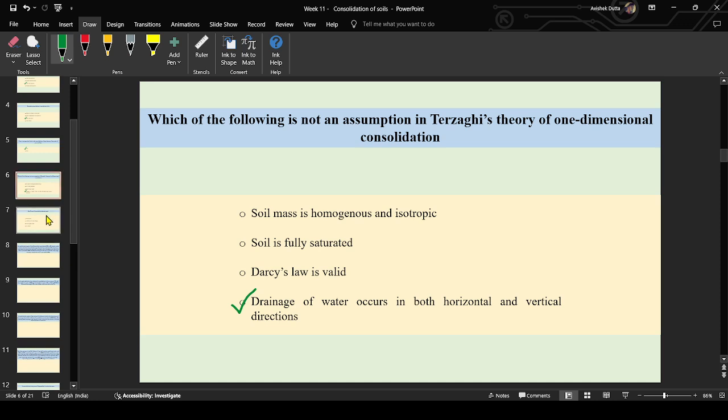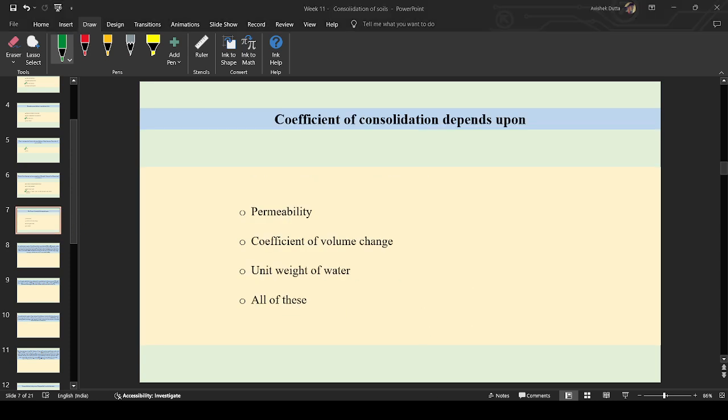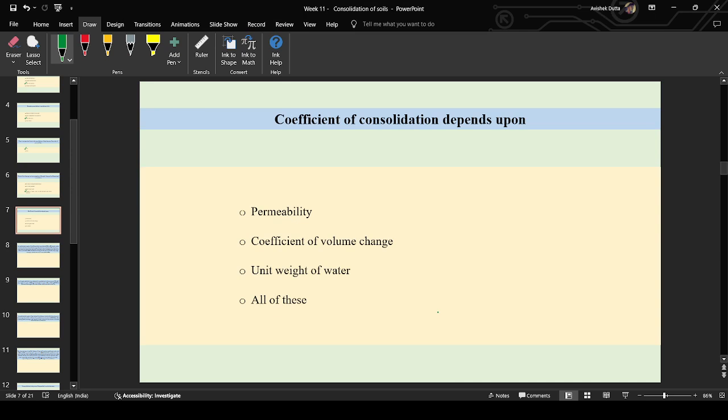Okay, next question. Coefficient of consolidation depends upon. Tell me. All of these. Why? In the formula, these all three things are present. What is the formula? Tell me.